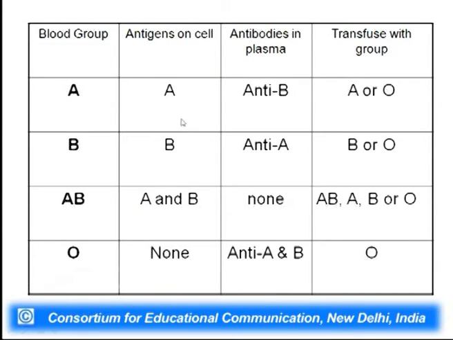When I say A, when we do the blood testing in the clinics, in the pathology lab, what do we do? We have antibodies which are circulating in the plasma, which is anti-B. What do I transfuse it with? I'm going to transfuse it with A group or O. When I have a blood group B, I will do it with B. Why? Because the antibodies which are there are anti-A. Similarly, AB, A and B or none.